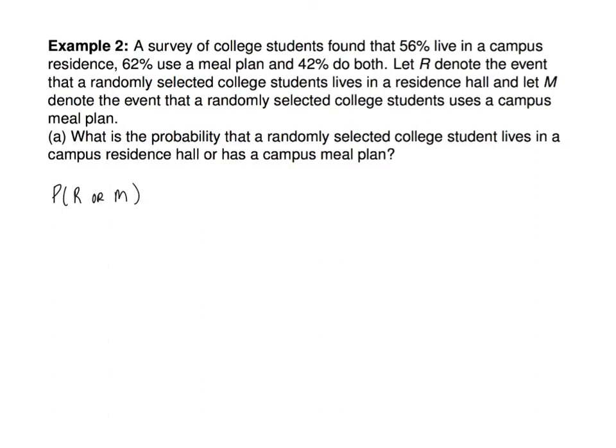And when I graded your second midterms, this is a common mistake. People said P of R plus P of M. And let's discuss why that definitely has to be wrong. Well, the probability you live in a residence hall is 56% or 0.56. The probability you use a meal plan is 0.62. And if you add those two things up, you get some kind of quantity that's bigger than 1. So that's obviously incorrect. So the rule states you have to also take away the chances that you have a residence hall and a meal plan.